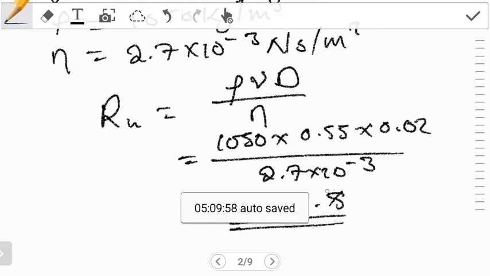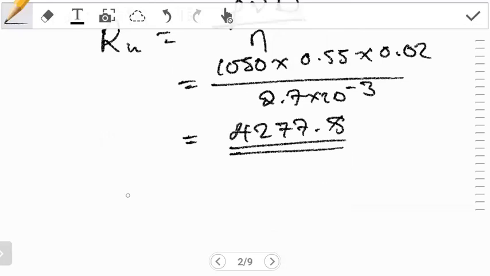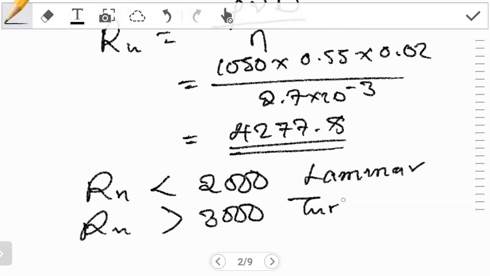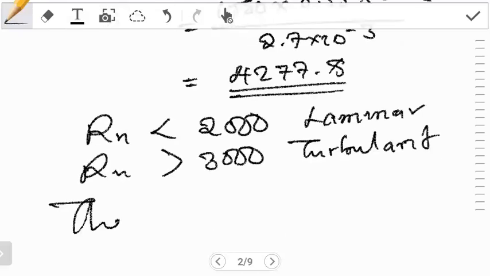Now, once we have this value, we go back to our check. Remember, if Rn is less than 2000, then the flow is going to be laminar. And if our Reynolds number is greater than 3000, then the flow is going to be turbulent. In this case, we observe that the value we have got is definitely greater than 3000. So our conclusion is that the flow is turbulent.